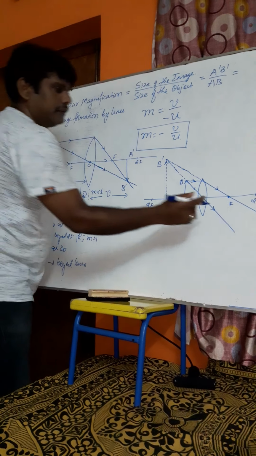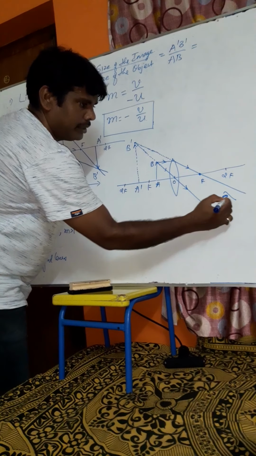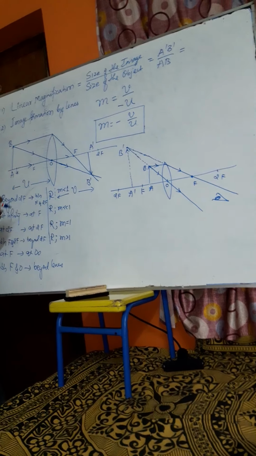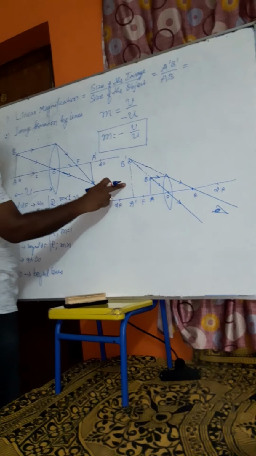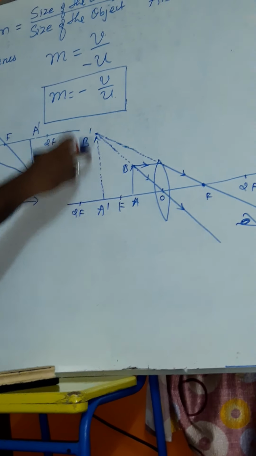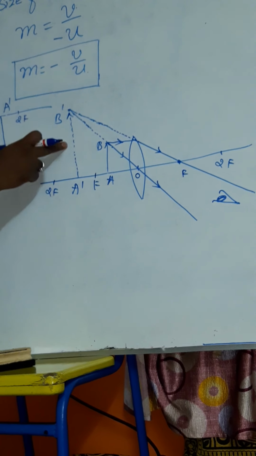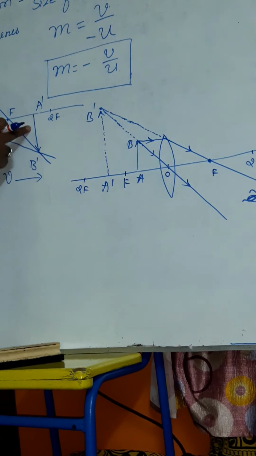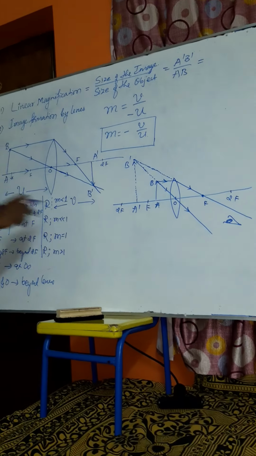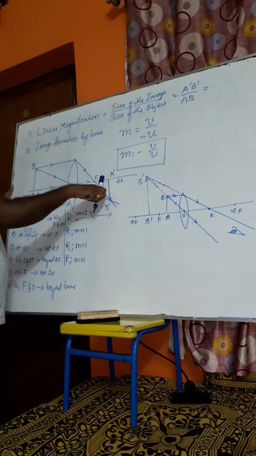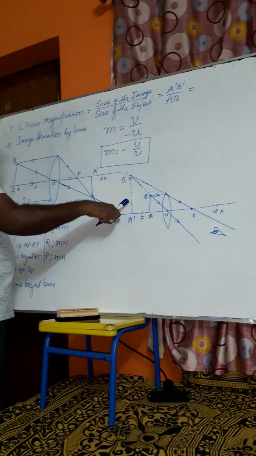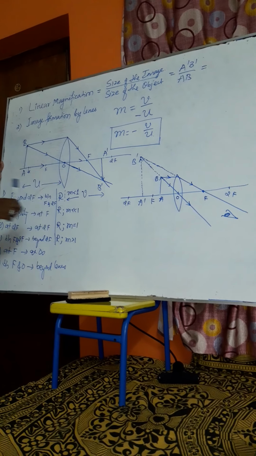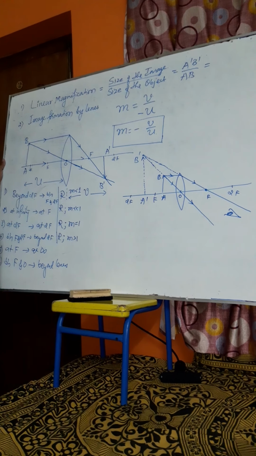If a person sees this image, it appears to be inside the lens. For this image, no screen is required because it is a virtual image. To observe real images, we require a screen. A real image can be caught on the screen; a virtual image cannot be caught on the screen. That is the main difference between a real image and a virtual image.